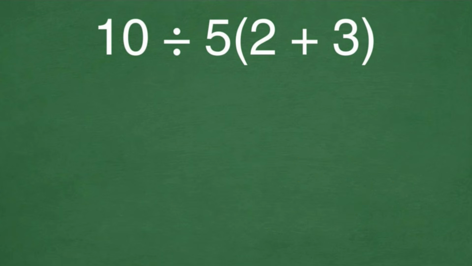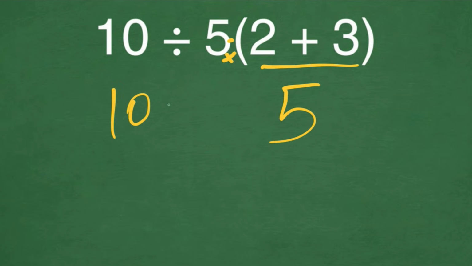So here we have parentheses and division and multiplication. There is a multiplication, so we know that if a number is placed next to a parenthesis, that means multiplication. So there is a multiplication here actually. So 2 plus 3 is the first thing we should solve, because parentheses are priority number 1, so we have to solve them first. So 2 plus 3 is 5. And the problem becomes 10 divided by 5 times 5.